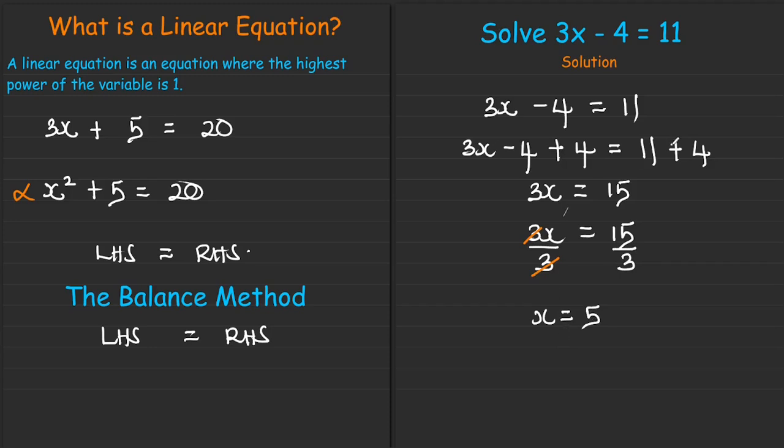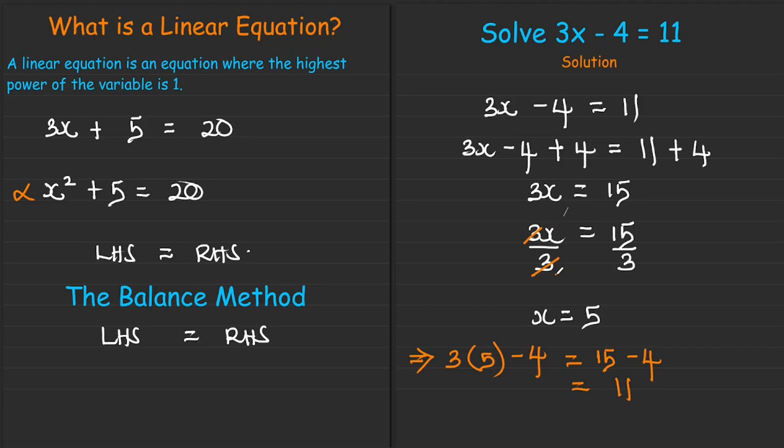So the value of x that makes this equation true is what? 5. If you are to substitute and check if it is true, we have 3, then in brackets our x, and we have said our x is 5, then minus 4. 3 times 5 gives us 15. We have our minus 4. 15 minus 4 gives us 11, which is the same as what we had on our right-hand side. So this is how we use the balancing method to solve an equation.